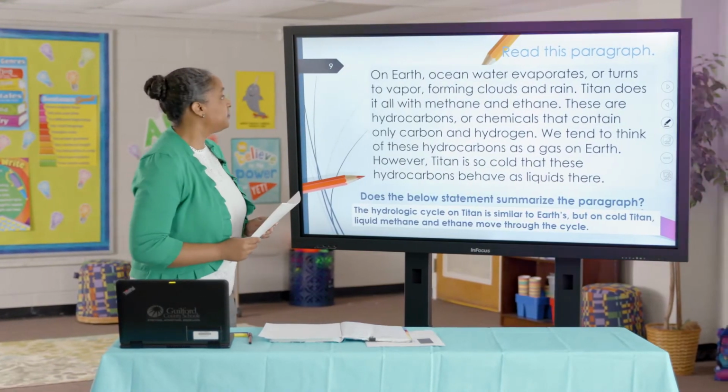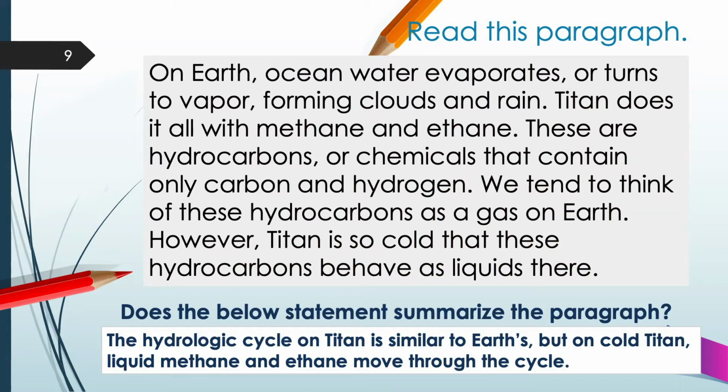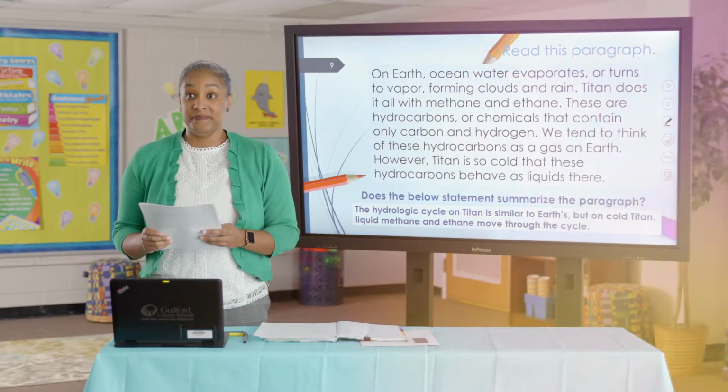Let's read together. On Earth, ocean water evaporates or turns to vapor, forming clouds and rain. Titan does it all with methane and ethane. These are hydrocarbons or chemicals that contain only carbon and hydrogen. We tend to think of these hydrocarbons as gas on Earth. However, Titan is so cold that these hydrocarbons behave as liquids there.